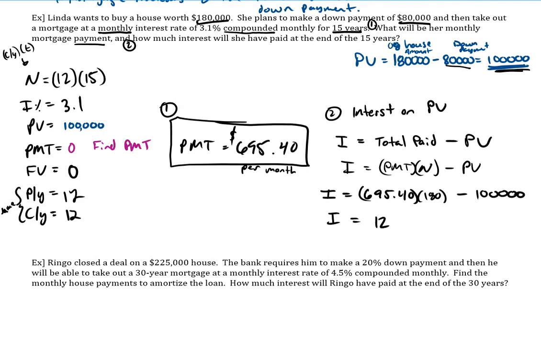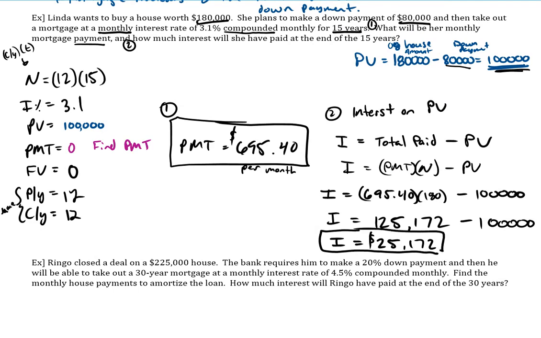So we've got it as $125,172, and then minus the $100,000. Now we can finish it off with the subtraction. It would be $25,172. I'm just putting the comma there to make sure I've got the right number of place values, and I think that is good. Looks good. Okay, so that's the interest.